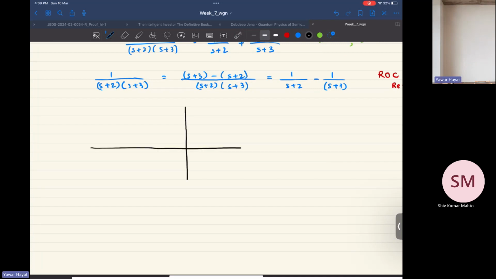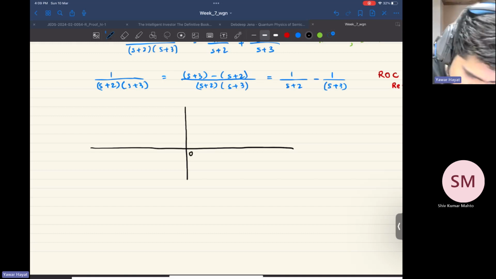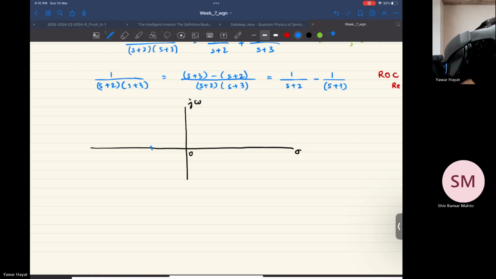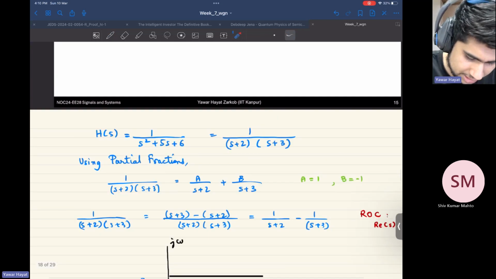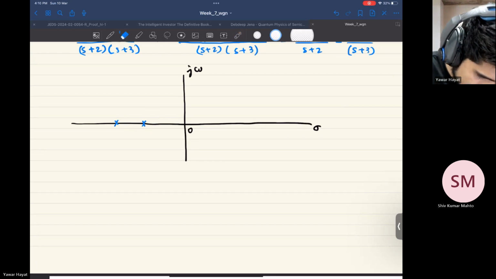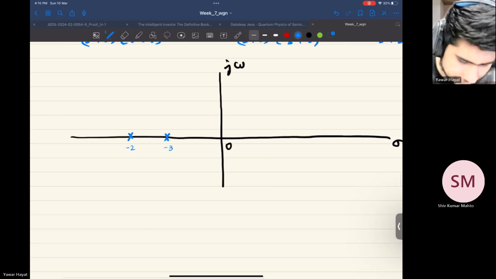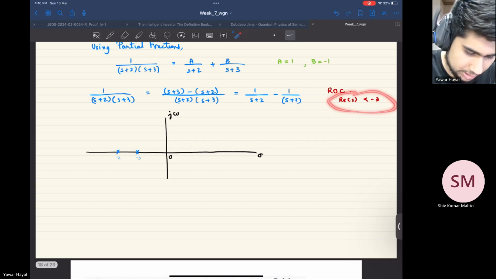The next 2, 3 questions are basically the same transfer function with different ROCs, right? So pay attention. This is 0, this is sigma, this is j omega. This is minus 2, minus 3. Right? 2 poles. My transfer function had 2 poles, one at minus 2 and the other one at minus 3. The ROC, real part of s is less than minus 3. Let me draw that.